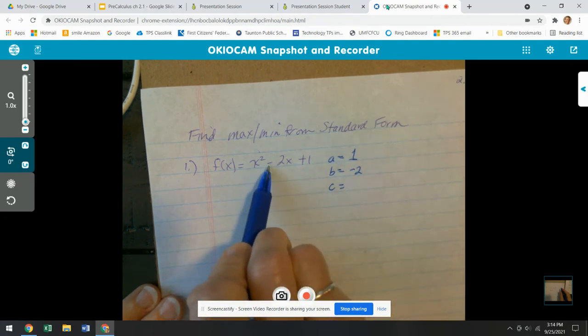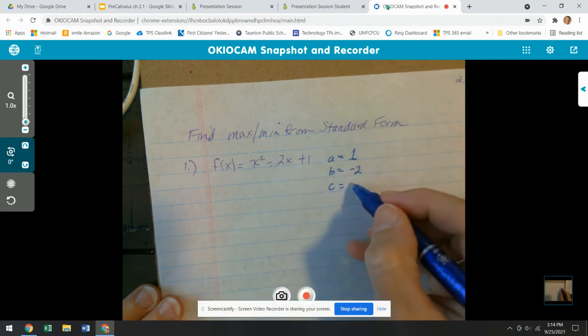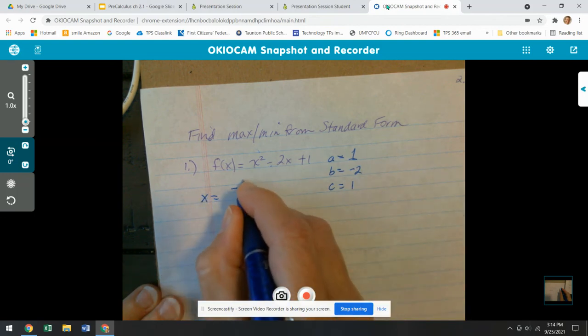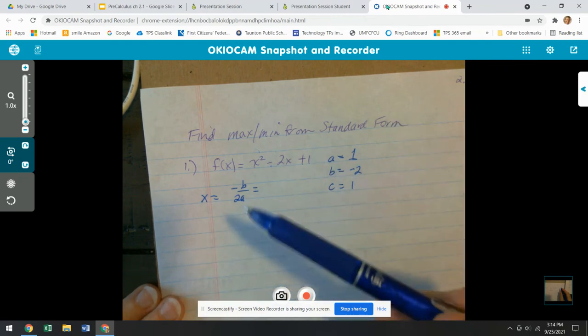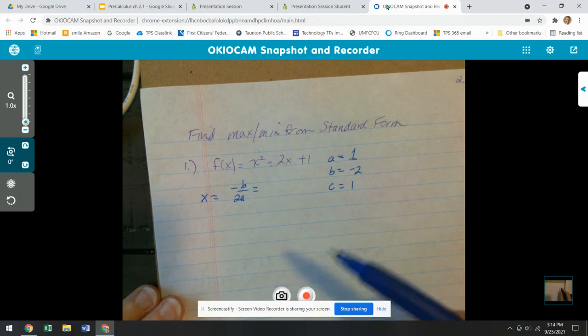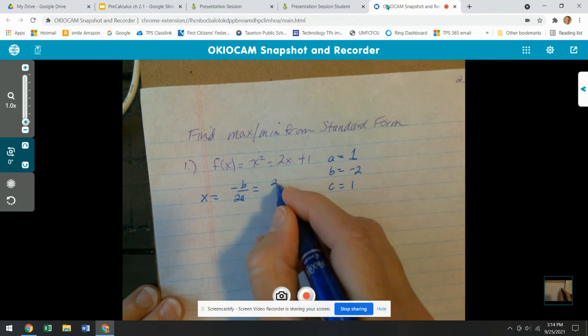And again, don't forget the sign in front of it is married to it. And C is the constant. That's the number that doesn't have an x next to it. And then the x value of the vertex, opposite of B over 2A. And again, if you're feeling confident, pause it right here and go get the vertex and come back and hit play. Opposite of B is going to be a +2, right?